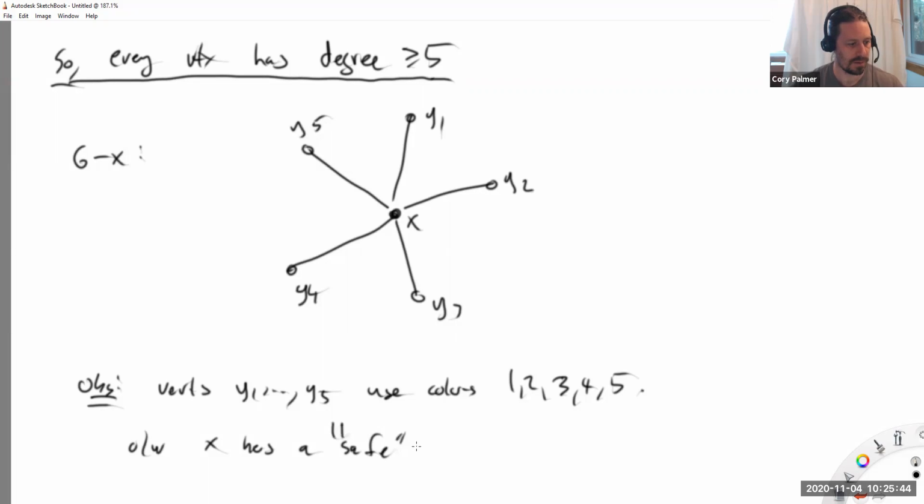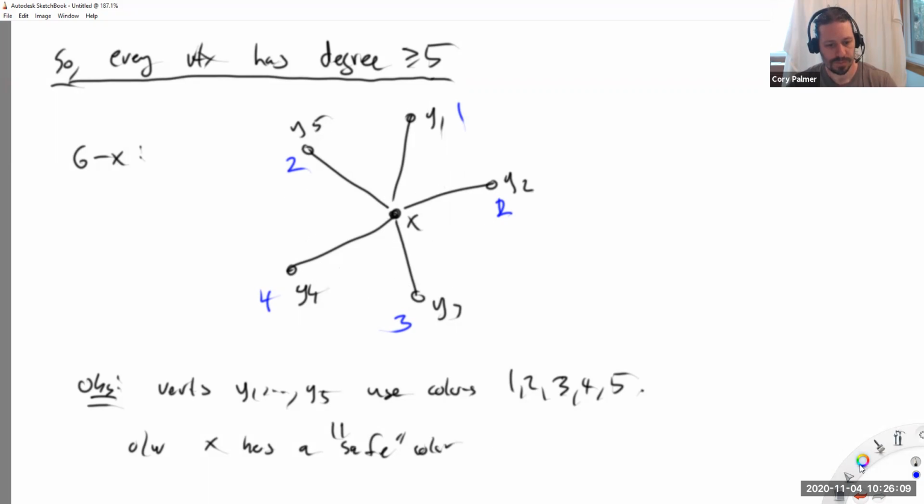color again, right? Just as an example, imagine the colors were 1, 2, 1, 2. Well, I don't need to be so generous. 4, 2, say. Then I can color X with color 5. I've got 5 colors. If it only sees 4 colors, then there's a safe color. So I might as well assume the colors around it are 1, 2, 3, 4, 5.